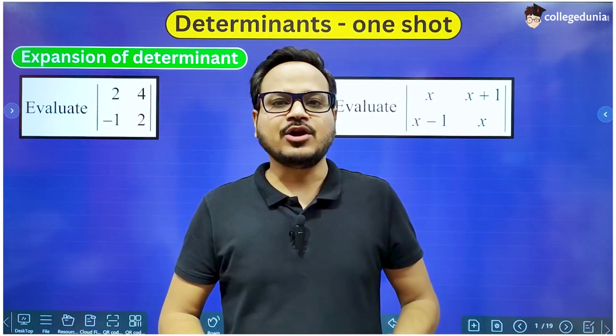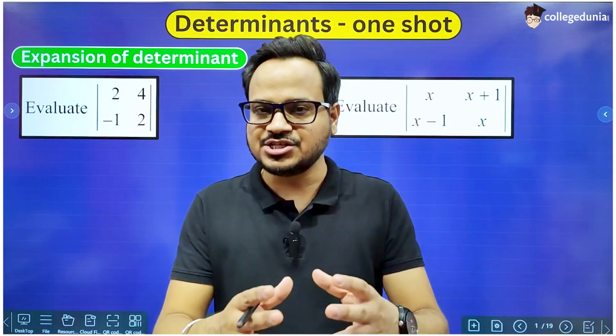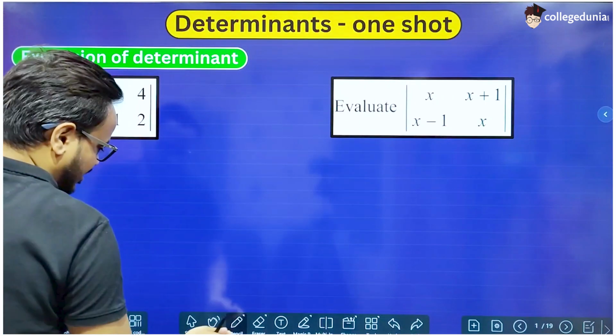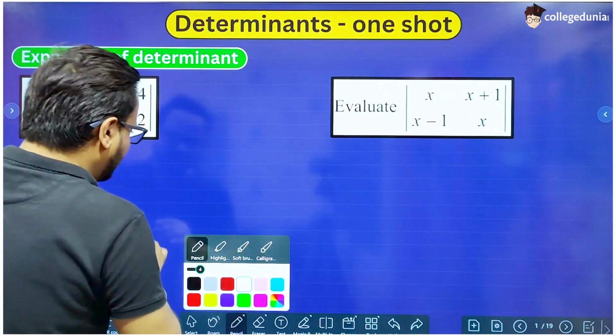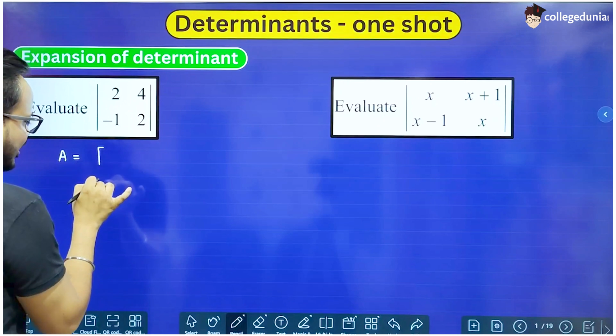Students, in this video we are going to study chapter 4 of class 12th mathematics, and this chapter is determinants. Let's start. What are determinants? Suppose we have a matrix of order 2 by 2.